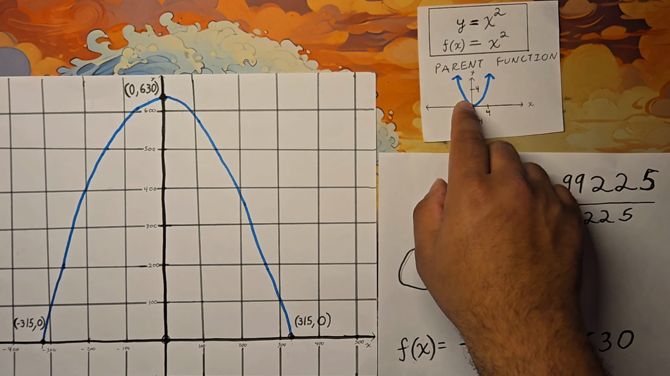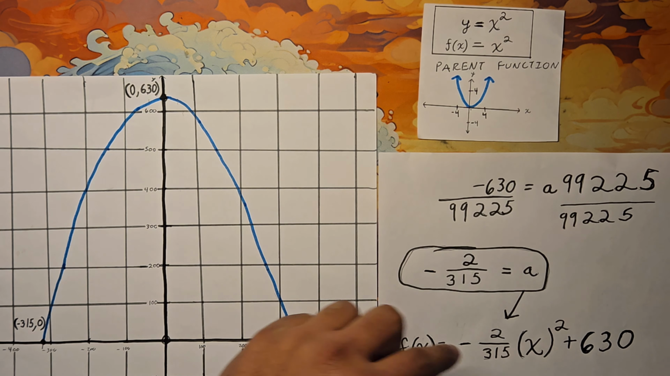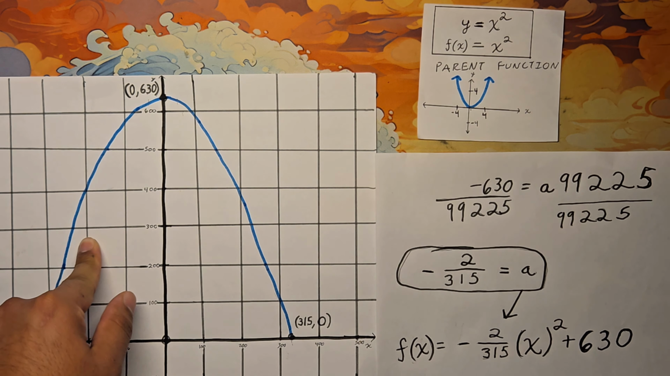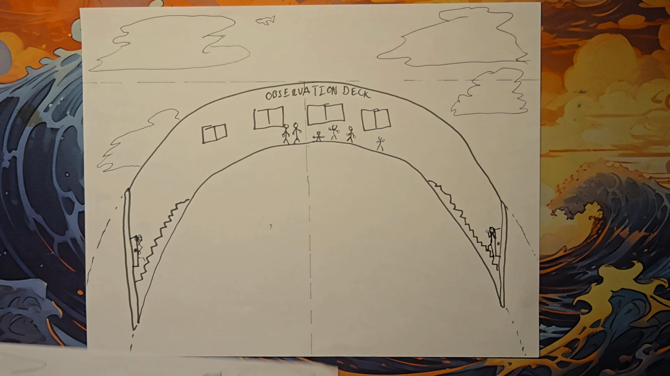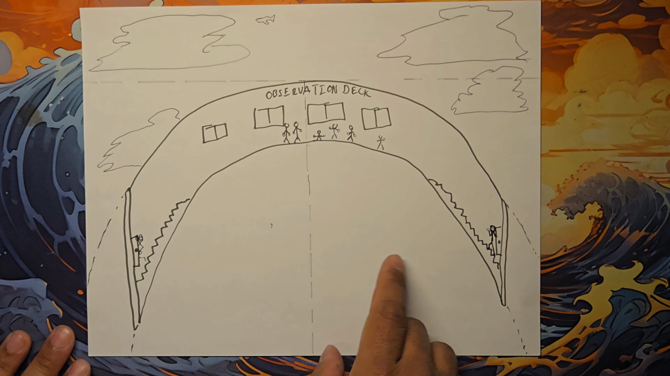Now you can see how I got from this graph to this graph. This function is what this would look like. I want to know how high a visitor would be if they were to go to the observation deck and stand next to the end of the wall.